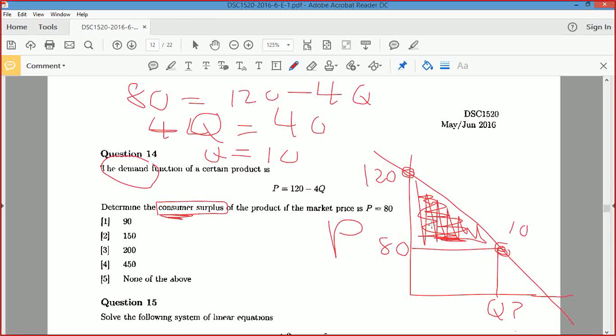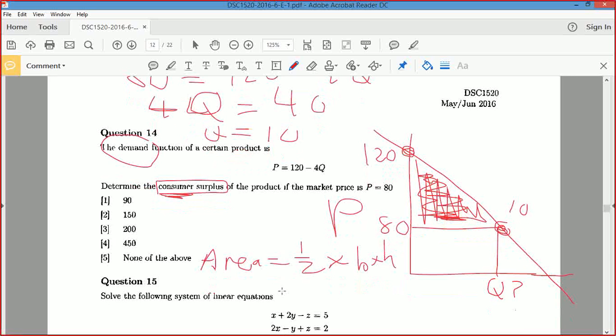Yes. There's 10. How do I find the area of a triangle? No, I don't know. Area is half base times height. Oh, yes. So what's my base? 10. And your height is 40. Good. What's a half times 10 times 40? 200. Yes. Okay. Make sense? It does, yes.